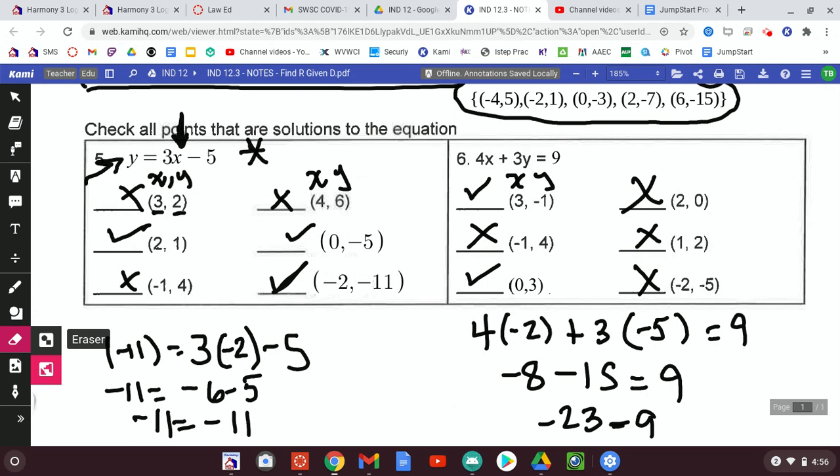So these are a little time consuming in that you have to plug each point in, but it's really the only way to work these problems where you have to check all points and only check the ones that are a solution to the equation.